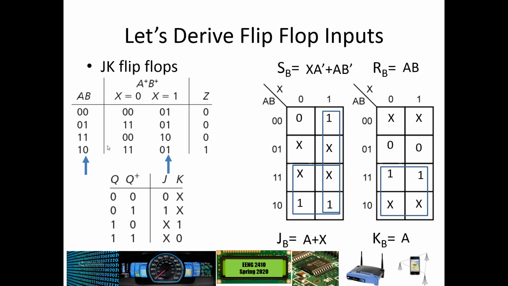Now if you recall what we got for the SR flip-flop, we had XA prime or AB prime. And then for the RB, we had AB. So what you notice, and this is not a fluke, is by adding those don't cares, the final logic is simpler because we can make bigger groups on our K-map.